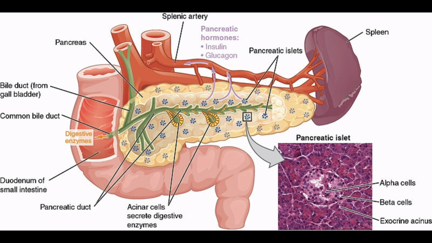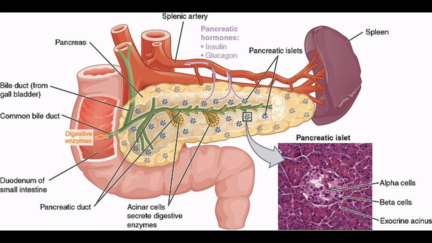You can see you have alpha cells, which are much more important in type 1 diabetes. So I'm going to kind of brush over it real quick. Alpha cells produce a hormone called glucagon. And what glucagon does is it increases the glucose in your bloodstream, or it increases your blood sugar levels. It's much more important in type 1 diabetes than type 2 diabetes.